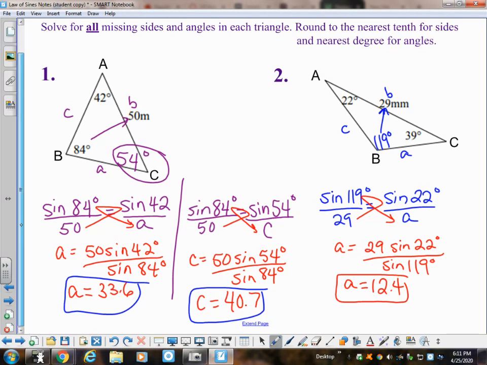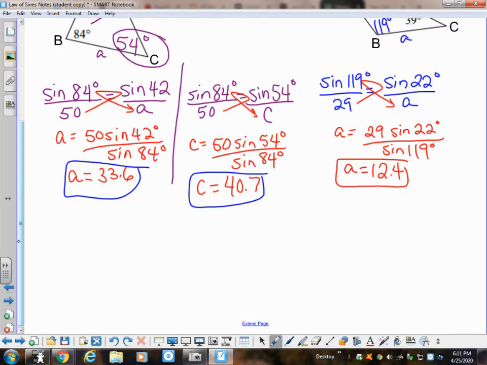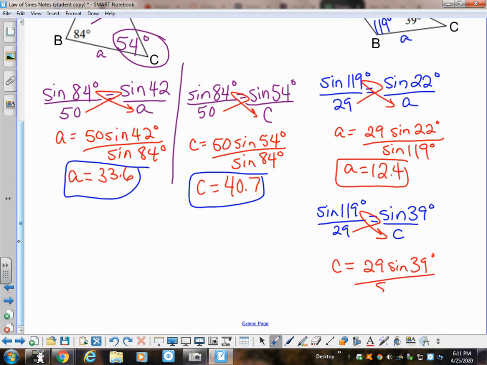And then for our next one here, I'm going to use the same setup of sine of 119 over 29. But this time we want to find little c. So sine of 39 over c. Cross multiply. 29 times sine of 39 over sine of 119. So little c is equal to 20.9.